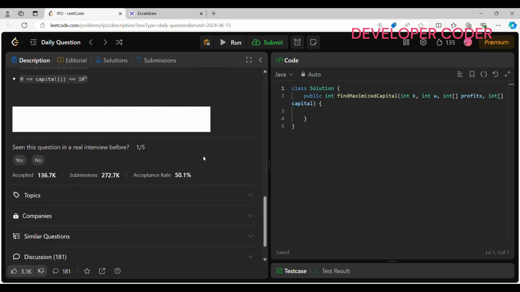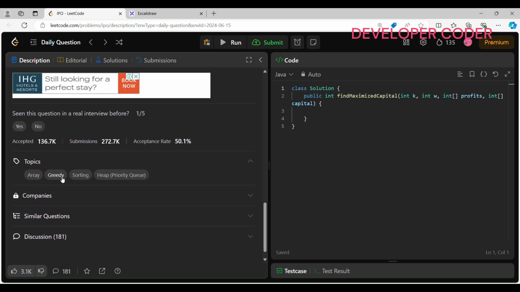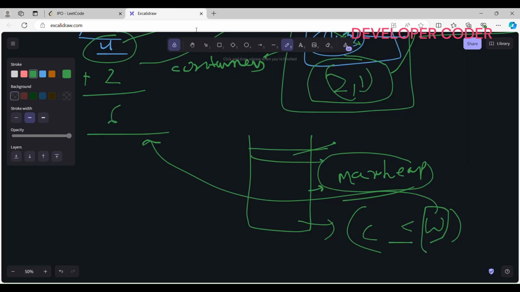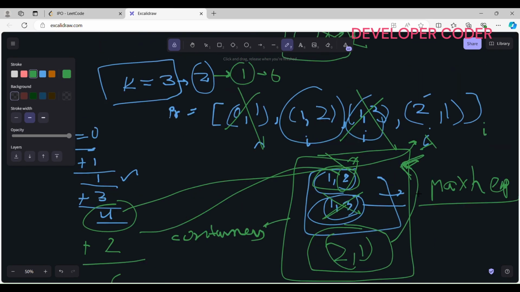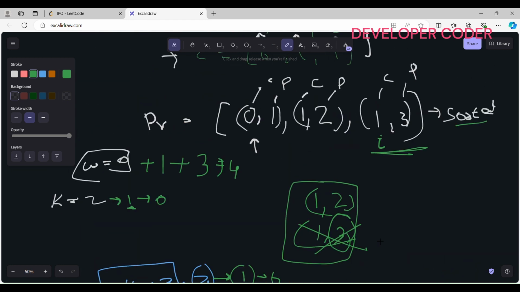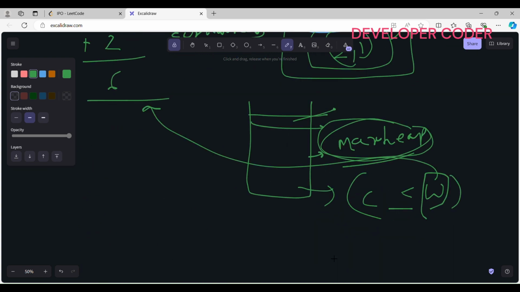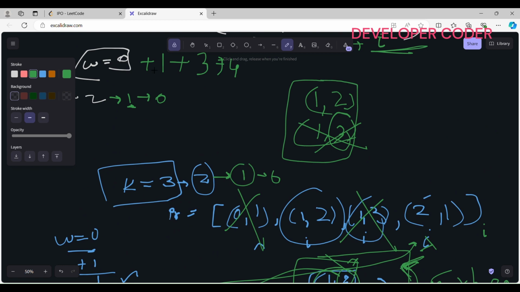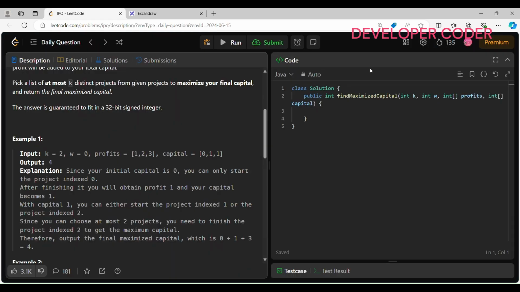Here you guys know that we are using the array list, we are using a greedy approach, we are using sorting, and we are using a heap priority queue. I hope that you guys are clear how we came to this conclusion that we are going to use a max heap priority queue, why we are doing the sorting, and why we are being greedy, selecting the max profit first. I hope that you guys are clear with this explanation. Now let's move to the coding part.